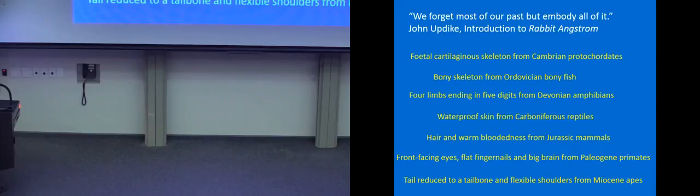We start in our fetal skeleton with a cartilaginous skeleton. That's reminiscent of our Cambrian ancestors. That then becomes a bony skeleton, which is reminiscent of our Ordovician first bony fish. We have 4 limbs ending in 5 digits, just like all the other tetrapod animals, and that derives from the Devonian amphibians. We have waterproof skin, which we evolved from the reptiles of the Carboniferous. We have hair on our skin, and we have warm-bloodedness, and that's from Jurassic mammals. We have front-facing eyes. We have flat fingernails, and we have a big brain, and that we can attribute initially to the Paleogene first primates.